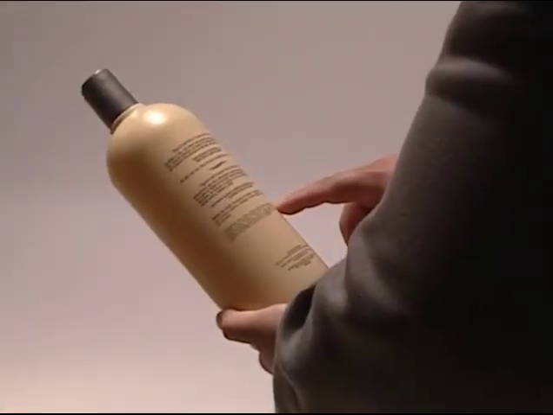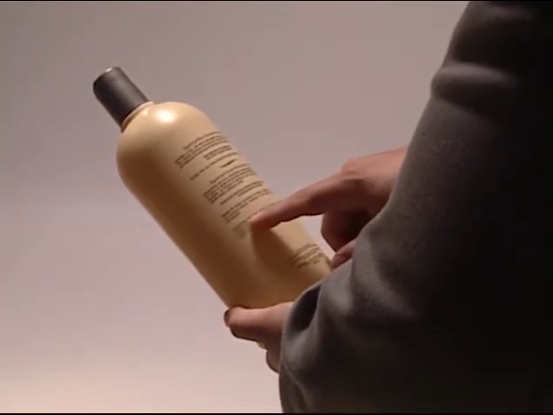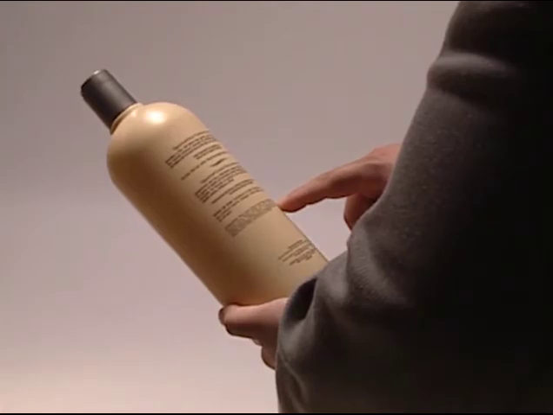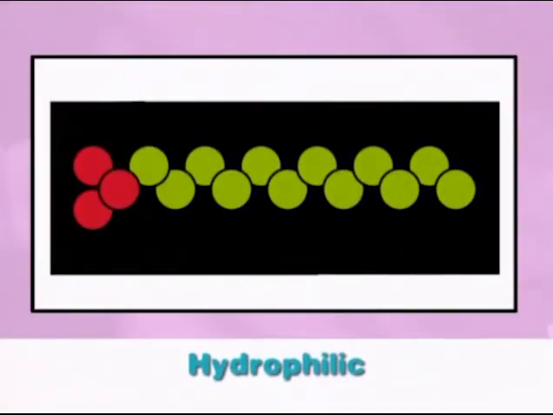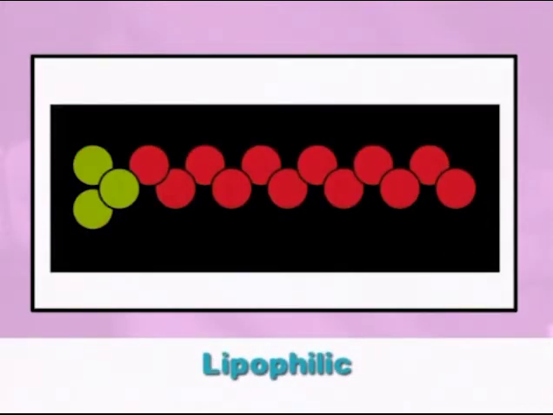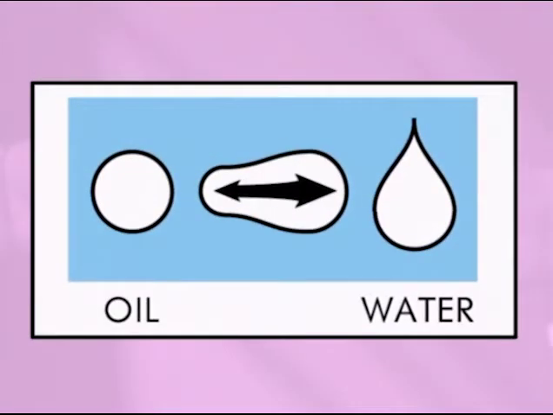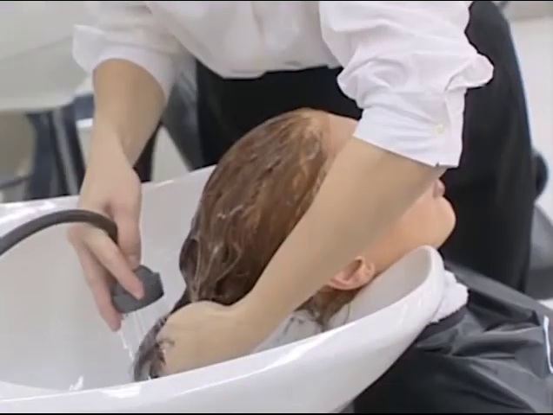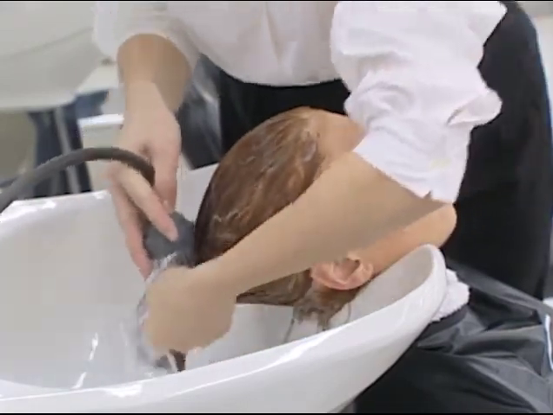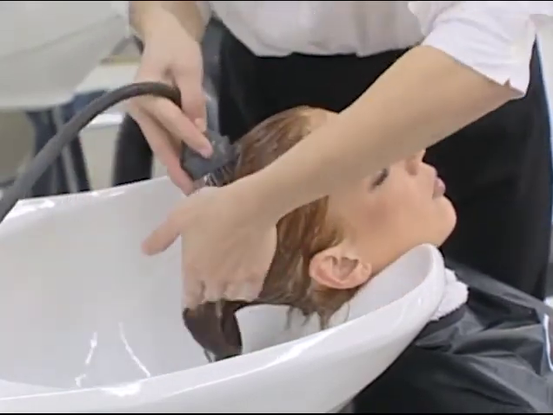Most shampoos are water-based and contain a cleansing agent known as a surfactant. Surfactants are designed to remove oil from the hair. The surfactant molecule has 2 parts, a water-loving part, hydrophilic, and an oil-loving part, lipophilic. During shampooing, the water-loving part is attracted to water and the oil-loving part to oil on the hair. This action causes the oil to roll up into droplets which are lifted into the water and washed away.